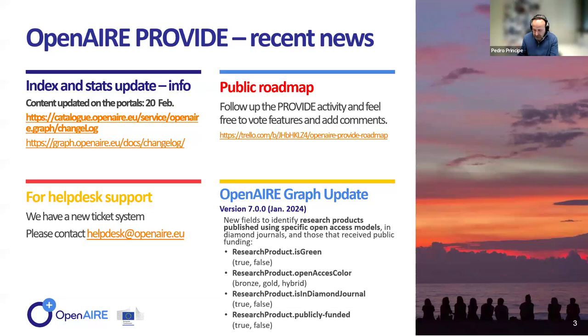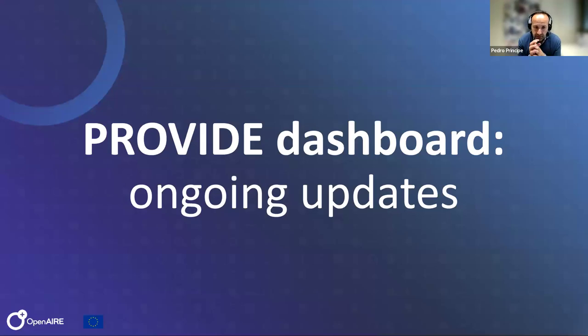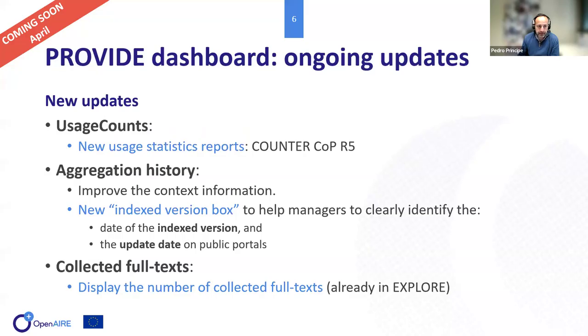In terms of novelties, this is what we want to highlight in this first part, as now we are going to highlight several ongoing updates to present to you. So feel free to log in to the dashboard to see how things are in your data source in OpenAIRE. Three things. The usage counts. We already did the last quarter of 2023 presentation about COUNTER Code of Practice release 5, to integrate it in our usage statistics service. We will present now details, as we have already implemented it.